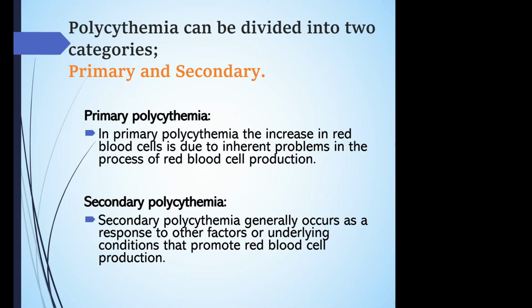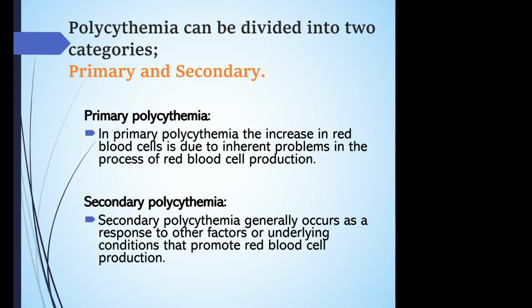Polycythemia can be divided into two categories, primary and secondary. Primary polycythemia. In primary polycythemia, the increase in the red blood cell is due to inherent problems in the process of red blood cell production.